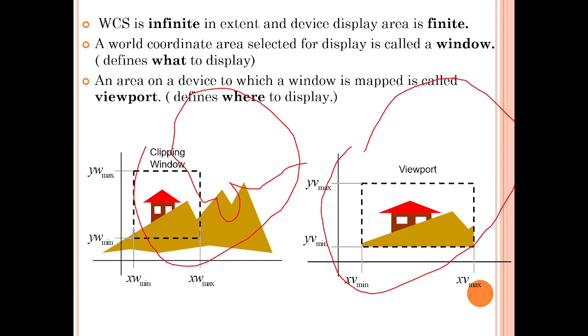In that way, the window has xw min, xw max, yw min, yw max, and it goes to the viewport, that is xv min, xv max, yv min, yv max. So an area on a device to which a window is mapped is called a viewport.